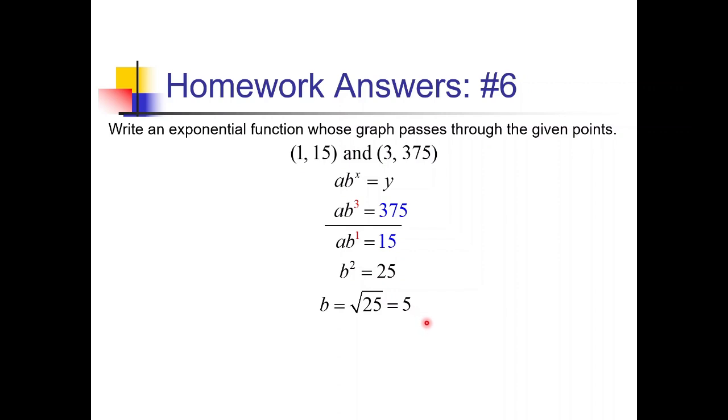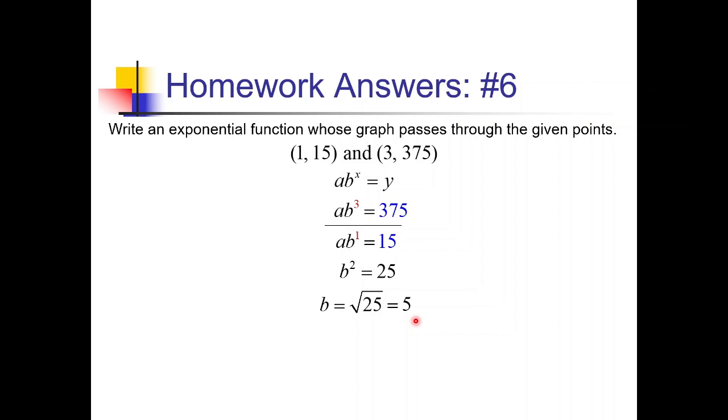Now you might wonder, well, what about the plus or minus that I get when I take the square root of an equation? Well, since we're using this b value in an exponential function, we're not allowed to have negative b values in exponential functions, so we'll just leave the positive and forget about the negative.